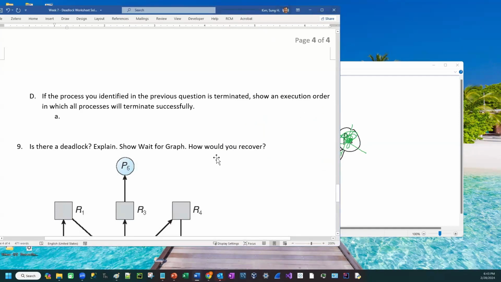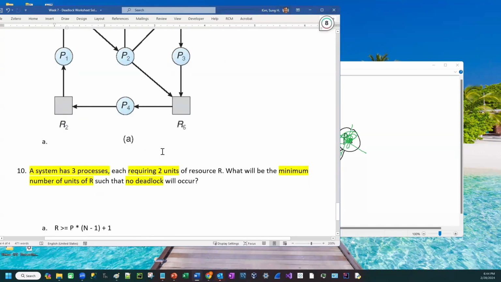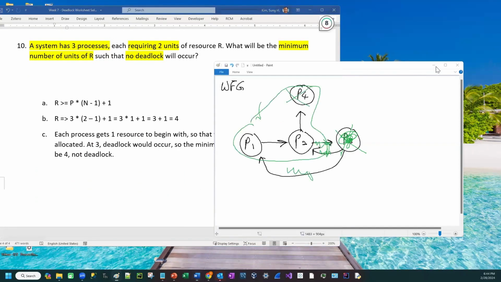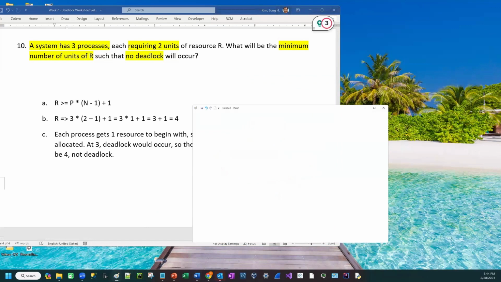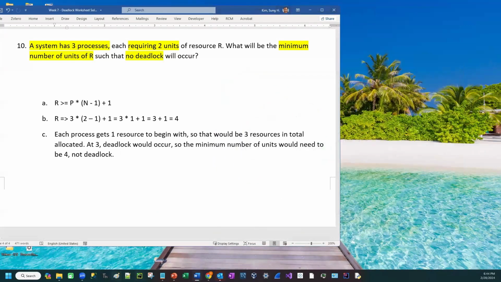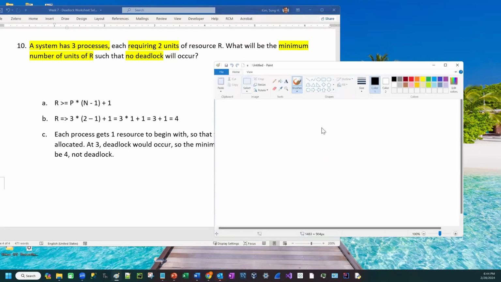So I'll let you do number 9. Here's one more example that you can do, okay? But let me do the number 10, and then we'll take a break. So let me get rid of this here, quick, and then start another one.